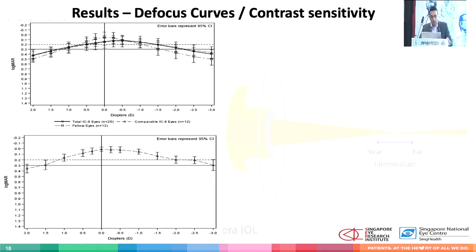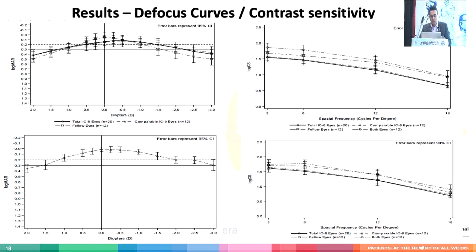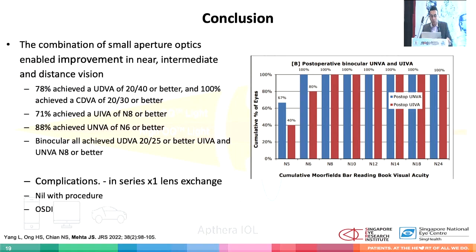When you look at the defocus curves, again, it shows you the same thing from the whole series of patients. Again, you see that effect regardless of the pathology. And when you look at contrast sensitivity, you'll see that, of course, there is a reduction in contrast sensitivity in the eye that has the mask, but binocularly, the patients actually see very well overall, and the function is basically taken from the dominant eye, not the eye that has the IC8. So in conclusion, the combination of small aperture optics enabled improvement in near, intermediate, and basic distance vision.